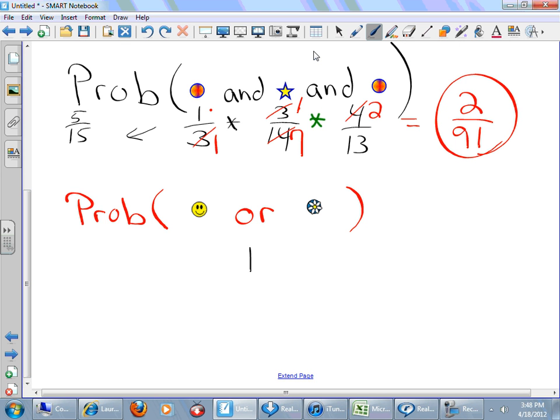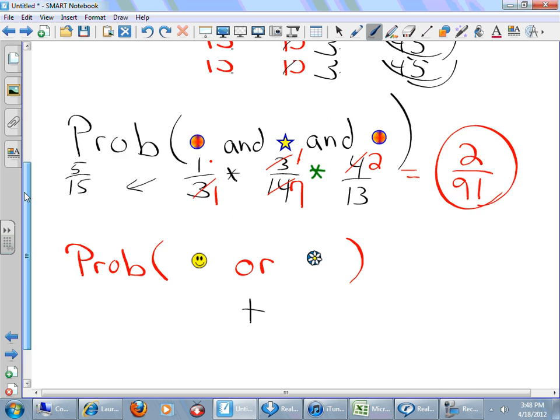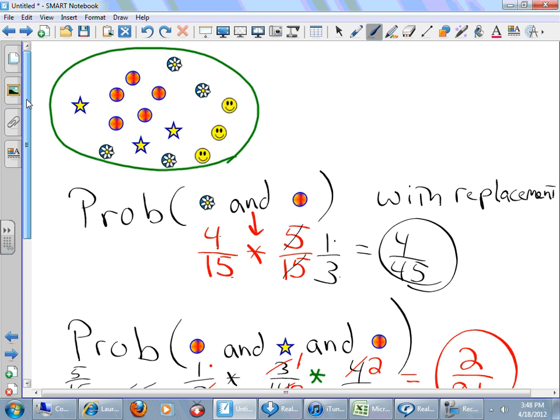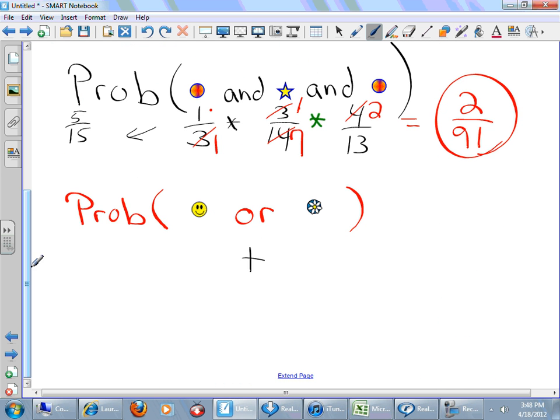All I'll have to do is add these 2 fractions together. All right, the probability of getting a smiley jelly bean is 3 out of 15. Now, you might have the impulse to simplify that. I'm not going to, because I know I'm going to add, and I might lose a common denominator if I simplify. Okay, so I'm going to keep it like that.